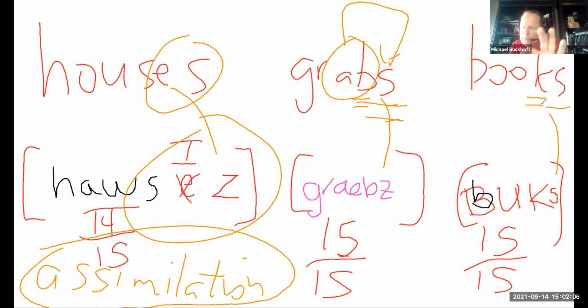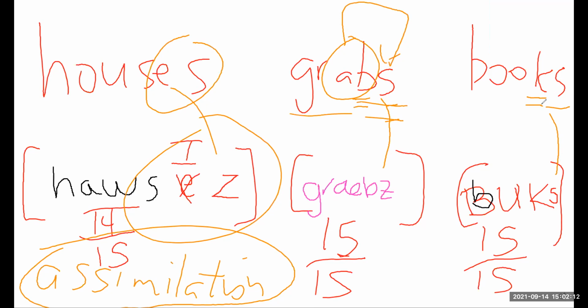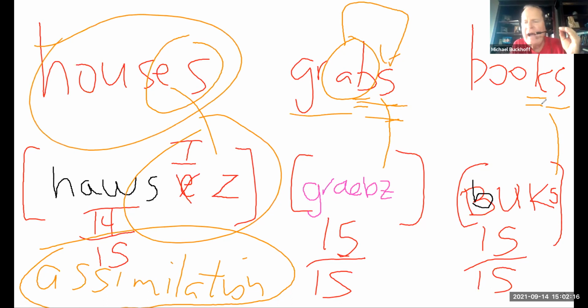So here, the natural way to say it is books. The natural way to say this one is grabs. And the natural way to say this is houses. That's what I wanted to illustrate by those three.